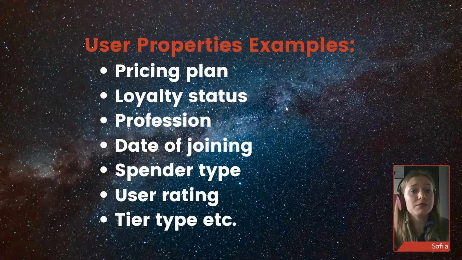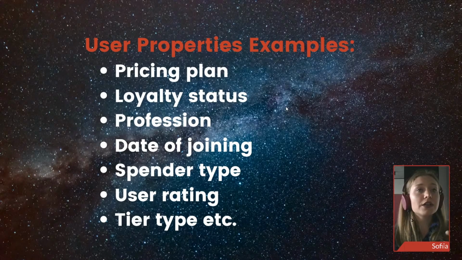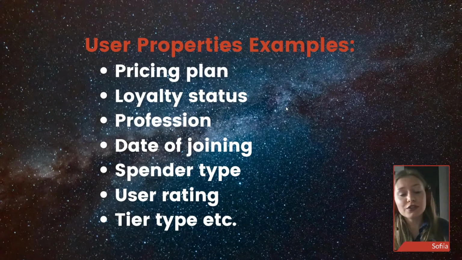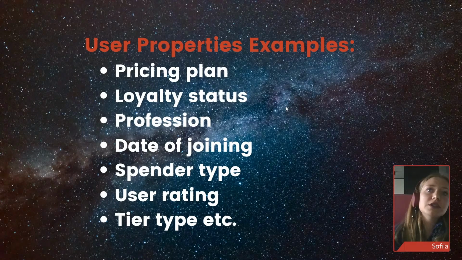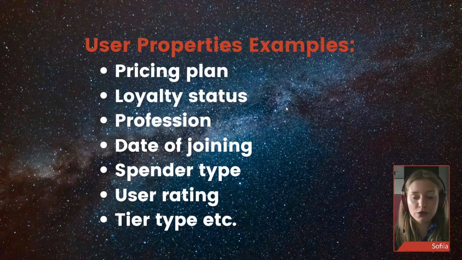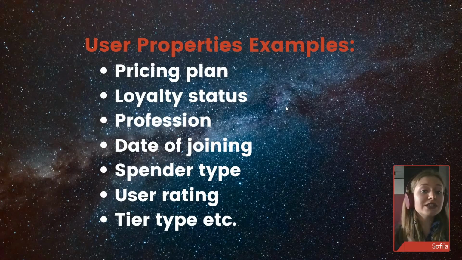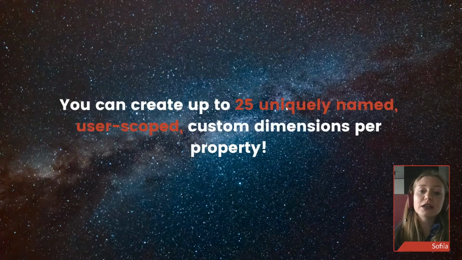This could be pricing plan. Let's say you're selling some packages of courses and you have different types of plans: starter, advanced, and pro. So it could differentiate that. Also, loyalty status, profession, date of joining, spender type. You might want to differentiate high spenders, low spenders, so people who spend lots of money on your platform, who spend less, user rating, or tier type, as this was the case with Jane. You could see that she had gold.